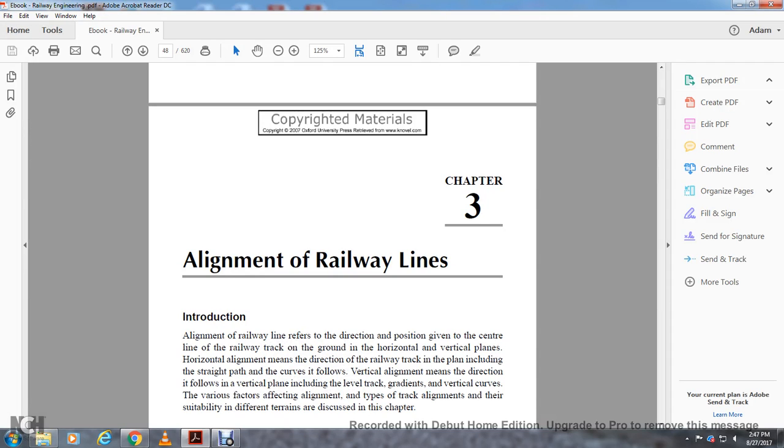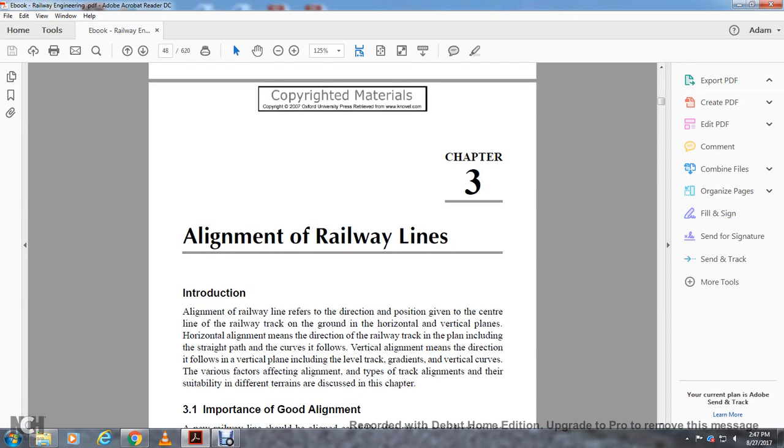Alright, Chapter 3, Alignment of the Railway Lines. Alignment of the railway lines refers to the direction and position given to the railway track with respect to the ground, in the horizontal and vertical planes.